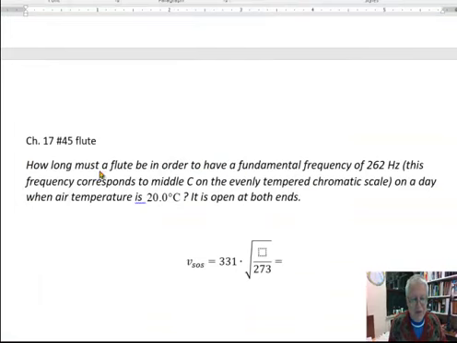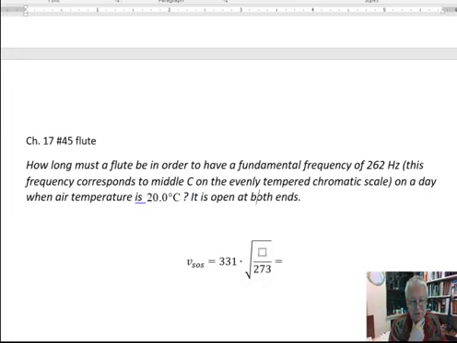Okay, so let's do this one here on the flute. How long must the flute be in order to have a fundamental frequency of 262 Hertz? This frequency corresponds to the middle C on the evenly tempered chromatic scale. On a day when air temperature is 20.0 degrees Celsius, it is open at both ends.